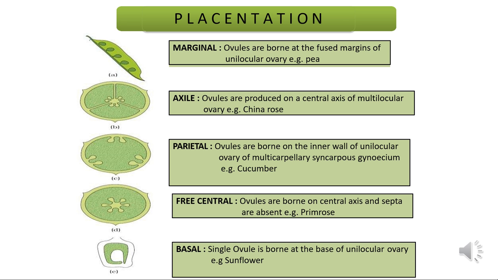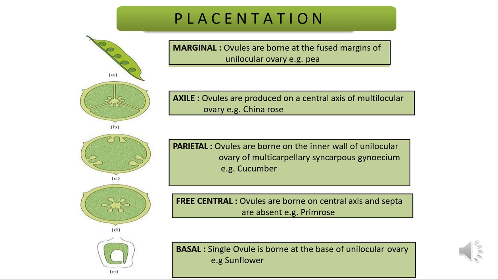Placentation. As the name indicates, it's about placenta. What is placenta? Placenta is basically a parenchymatous tissue inside the ovary where ovules are borne. It means that the number, position, and arrangement or distribution of ovules inside an ovary is called placentation, that is, how the ovules are arranged in the ovary. This is of five types: first one is marginal, second is parietal, third is axile, and free central and basal.